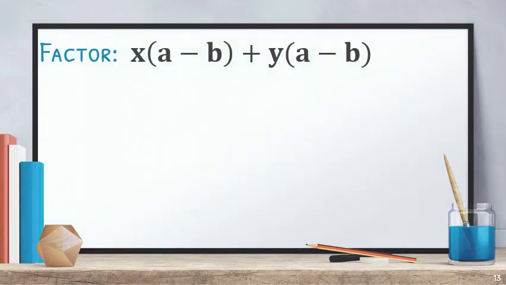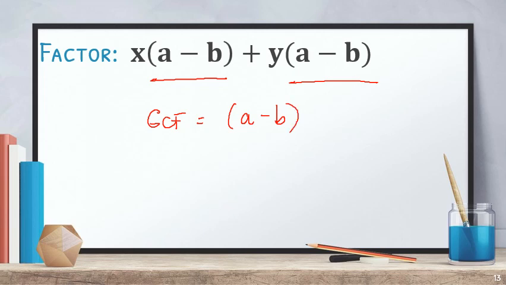Last example. The given is x quantity a minus b plus y quantity a minus b. As you can notice, this is different from the last examples. As you can notice, we have a minus b on the first term and another a minus b on the second term, meaning the greatest common monomial factor is a minus b. So how do we get our final answer?